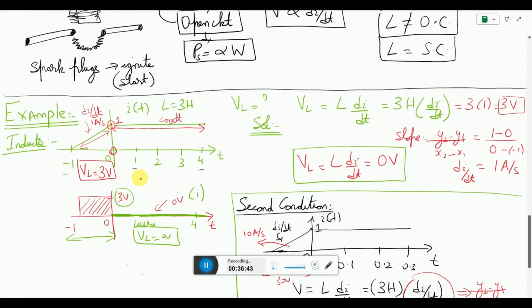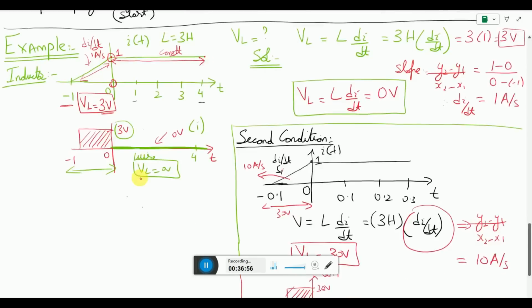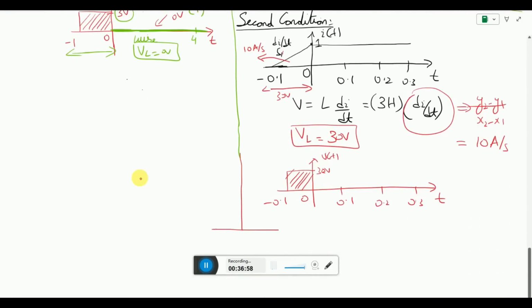So in the previous example, the range of current was from -1 to 0, and we got the induced voltage to be 3 volts. As soon as I drastically change the value of current from -1 to -0.1, the voltage has increased from 3 volts to 30 volts.